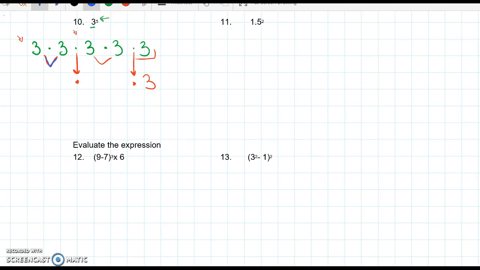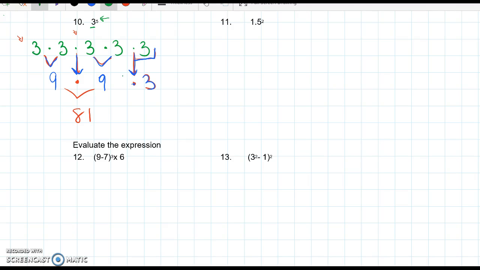So 3 times 3 is 9. I've already brought this multiplication symbol down that I didn't use. 3 times 3 here is 9. I bring down this multiplication symbol, but there is another 3 attached that I'm going to go ahead and just bring down with it. So now I have 9 times 9 times 3. Now I can even further break that down. 9 times 9 is 81.